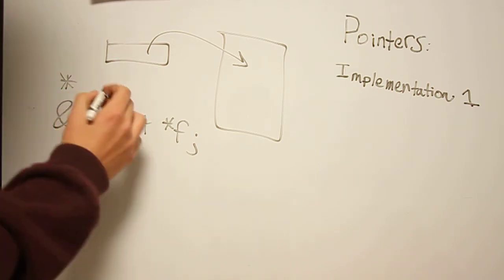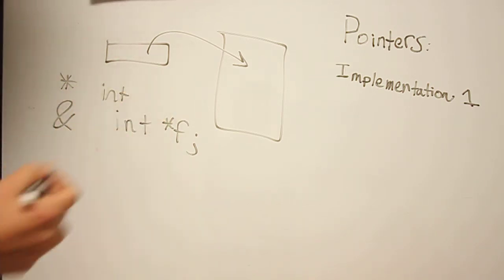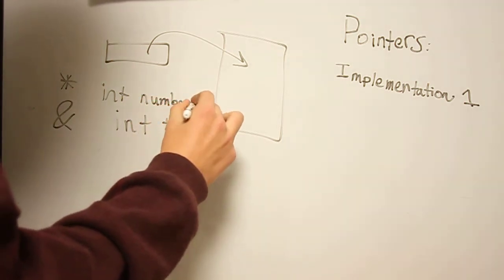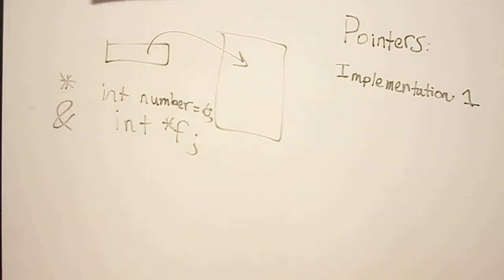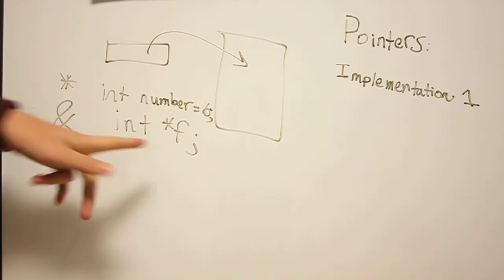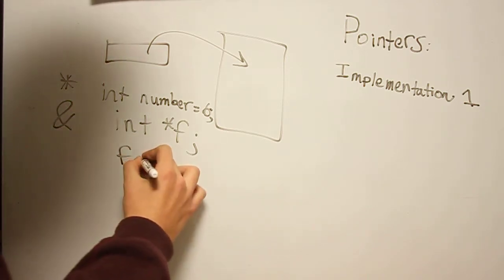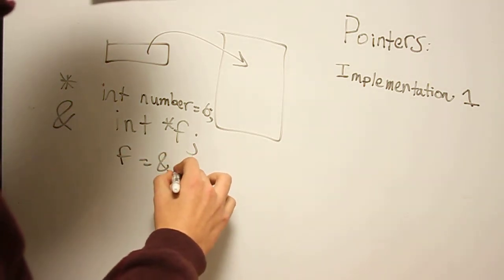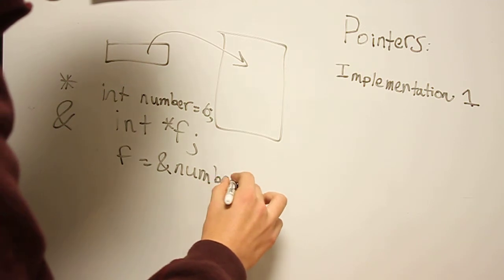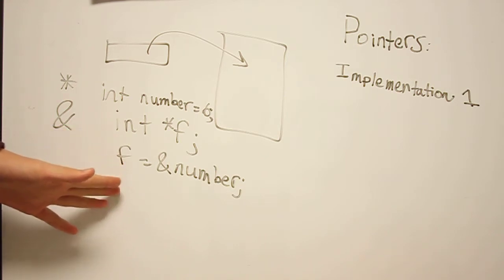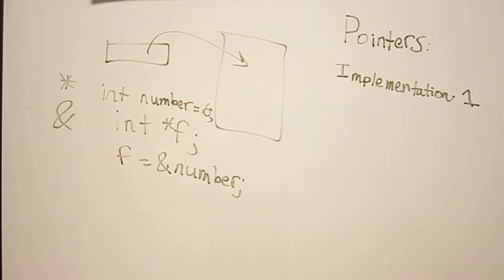So let's make another int, but not a pointer, just a normal int. Let's call it number, and let's assign it the value 6. Now, we can finally make this f point somewhere, particularly point at number. What we do is f = &number. What this does is now f, the value of f, is the address of number.